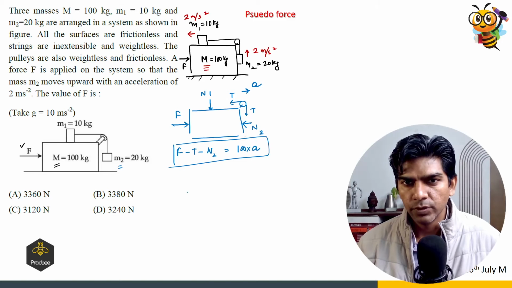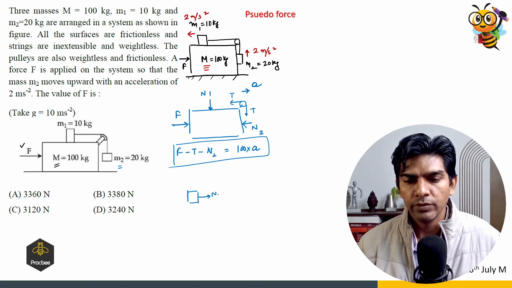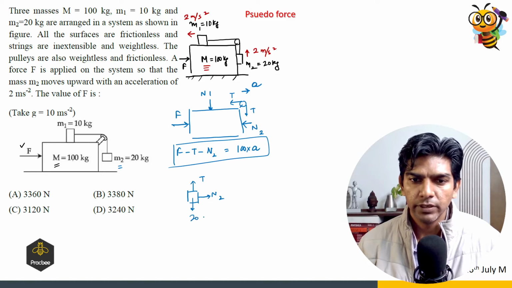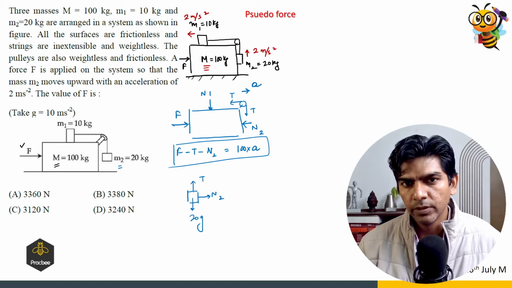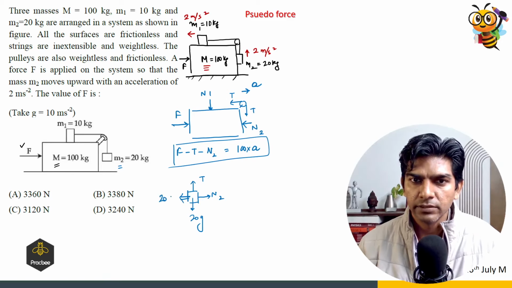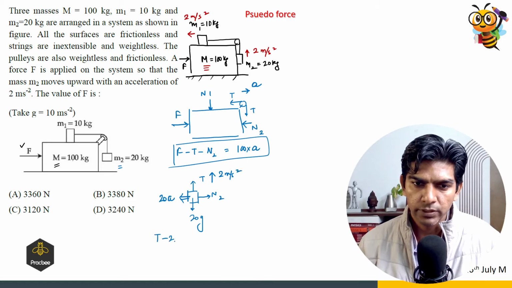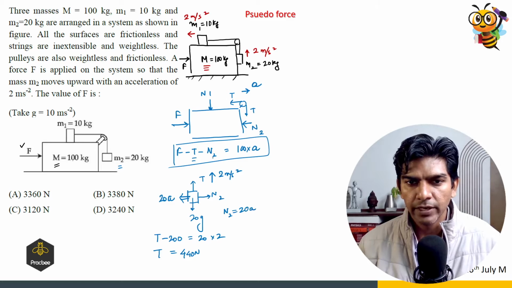Now what is N2? Let us draw the free body diagram of M2. There will be a normal reaction N2 in the right direction, tension in the upward direction, weight in the downward direction, which will be 20 g. If we study this block with respect to capital M, we have to exert a pseudo force in the left direction, which will be mass, that is 20, times the acceleration A. And it is going up with an acceleration of 2 meters per second square. So from this we can say T minus 20 g, and g is given as 10, equals mass times acceleration. So we got tension, which is 440 Newton. And N2 will be equal to 20 times A. So we got N2 in terms of A.